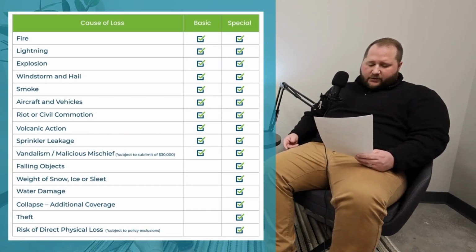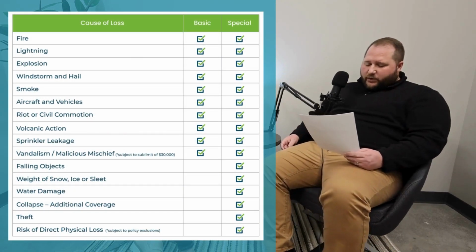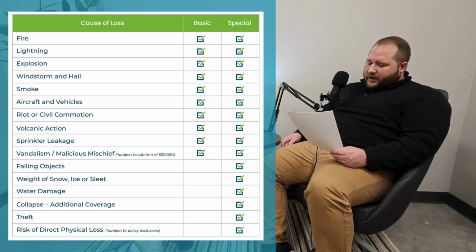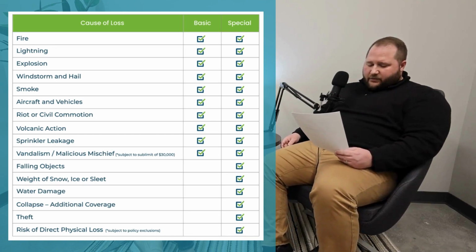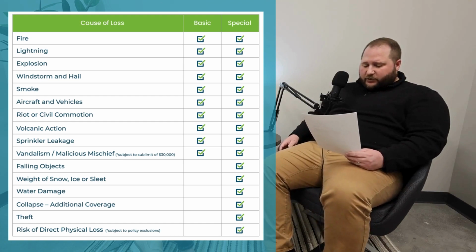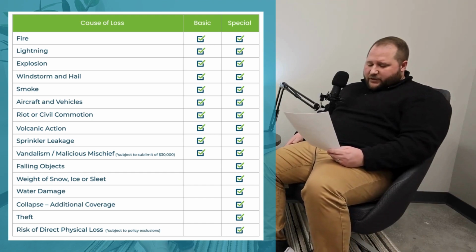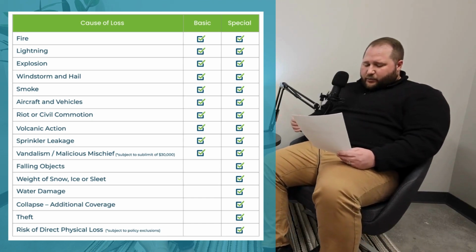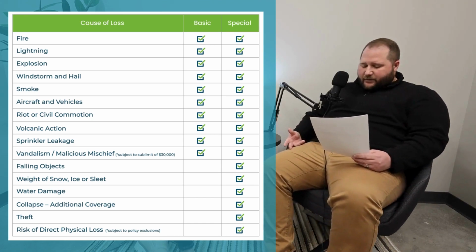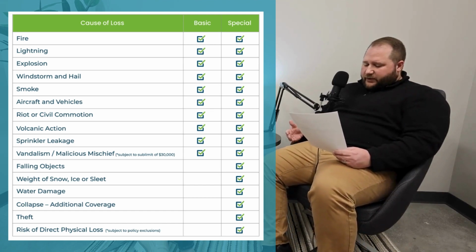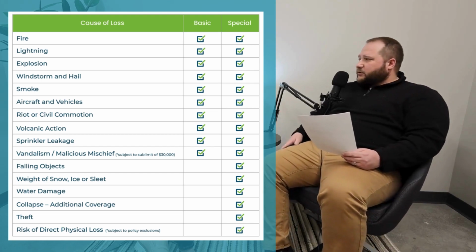Okay. Can we list off the perils that are covered under basic? Definitely. Under basic, you have fire, lightning, explosion, windstorm and hail, smoke, aircraft and vehicle, riot, volcanic action, sprinkler leakage, and vandalism. Okay. And how about special? With special, you're going to get all of that, plus collapse, falling objects, weight of ice, sleet, or snow, water damage, theft, and then risk of direct physical loss.